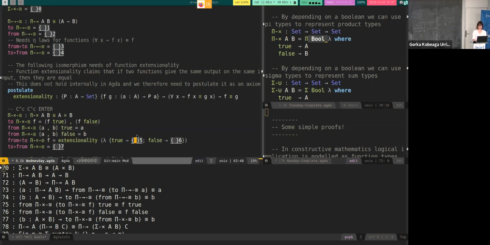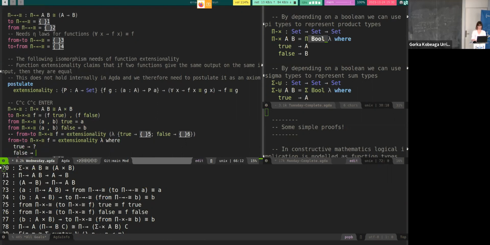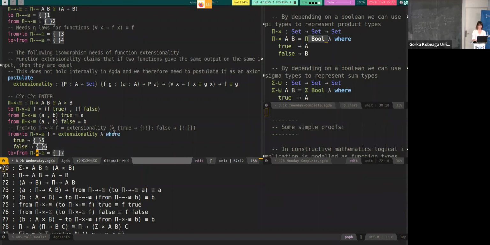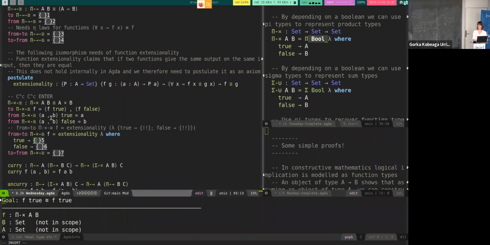So we can use this syntax, or we can use a slightly preferred this where clause, and then give it like this. So it's slightly easier to read, in my opinion. So this is the same. You can either use the curly braces or this lambda where thing. And so in the case it's true, we need to prove this, which is trivial.